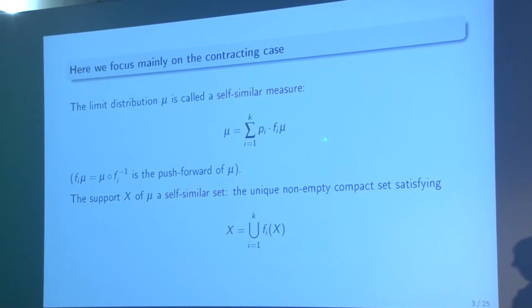The limiting distribution that you get from this random walk is called a self-similar measure, and it is characterized by this equation. Mu is equal to the average of its images under the f_i, where the image under f_i is just the push forward of the measure under f_i. So this gives you an implicit equation for what mu is. Most of the talk will focus not on the measure itself, but on its support. The topological support of mu is called a self-similar set, and it's the unique non-empty compact set that satisfies a similar equation: X is the union of its images under the f_i. Okay, so this is one way of defining them.